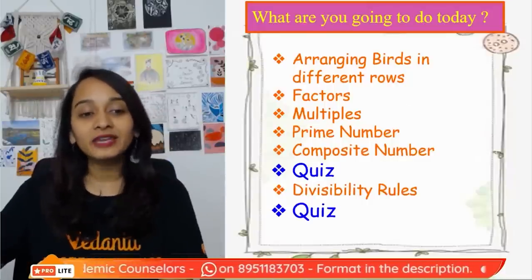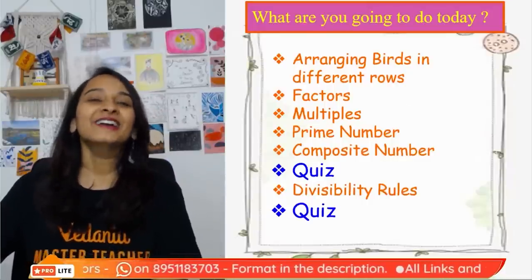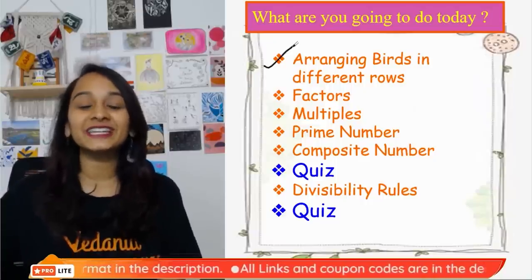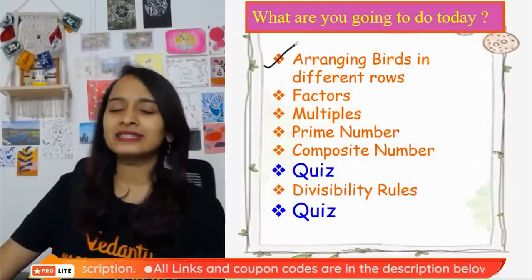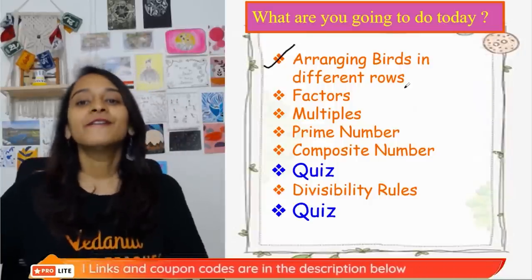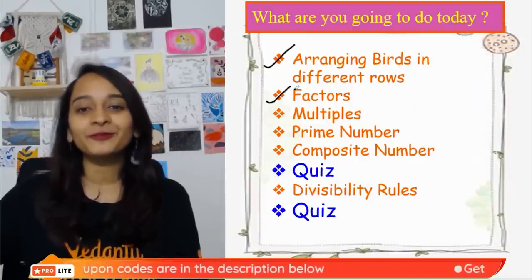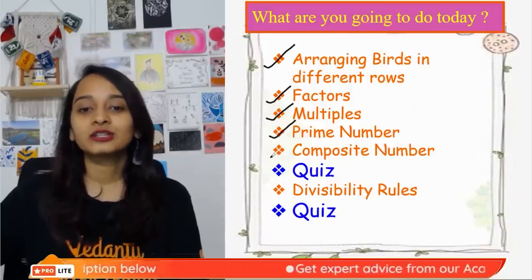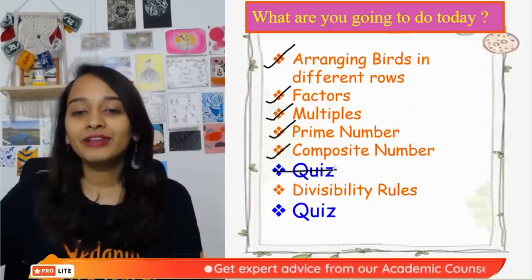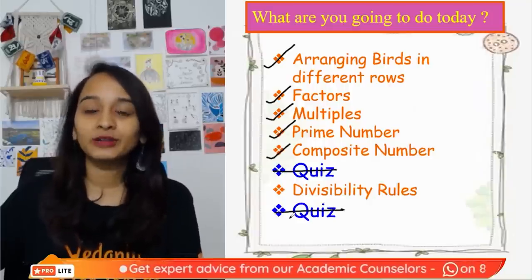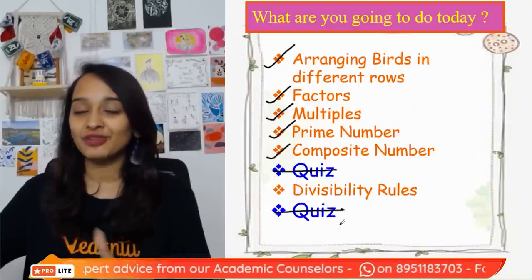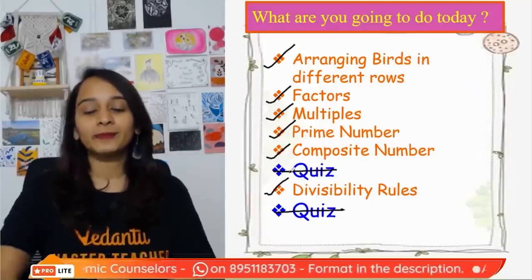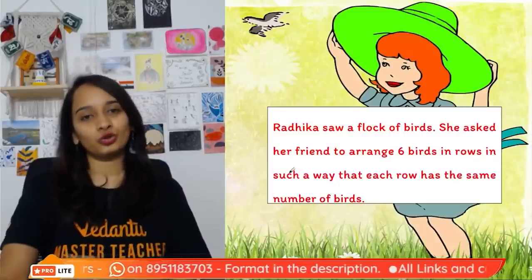Aaj ke class mein hum kya kya karne wale hain? So first, we will be learning about arranging words in different rows. Now, this is a very interesting topic. From here, we'll be jumping into what are factors, multiples, prime numbers, composite numbers. We will not be doing the quizzes today, but don't worry, we're going to have a live session where we will do a lot of quizzes, and then we will be talking about divisibility rules.